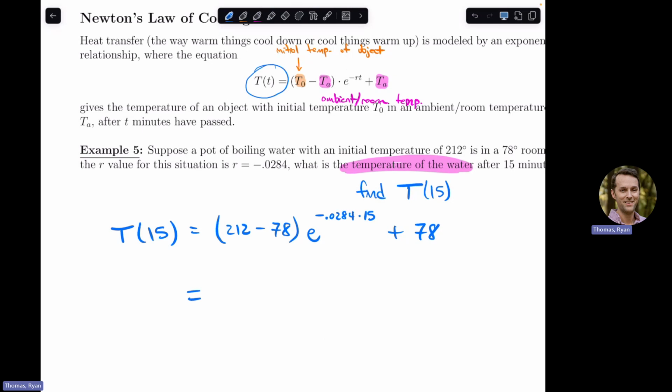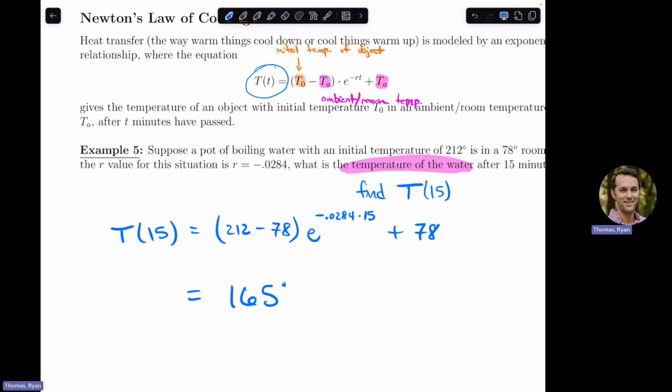About what should we expect for an answer? 2 hours and 45 minutes. We're looking for a temperature. We had, okay, 165. Yeah, we're looking for a temperature. It's got to be between what and what? 78 and 212. It was 212 to begin with. It's going to start cooling down. The room's at 78 degrees. It can't drop any lower than that because that's not how things work. So 165 makes sense as an answer, and that would be degrees because this is temperature.